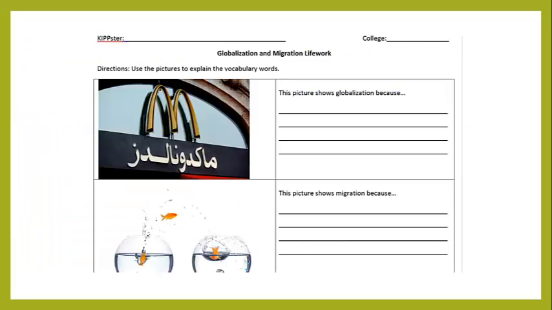Here's an example of an informal assessment I gave my students this week on Monday as part of their life work. On Monday, we talked about globalization and migration, and we went through the first 3 steps of the vocabulary process with those words. Their life work that night was to tell me how the picture shows the meaning of the word. I used that life work to go back and think about what gaps I needed to fill in, or what discussions I needed to have one-on-one with certain students to help push ahead their understanding of these 2 words.